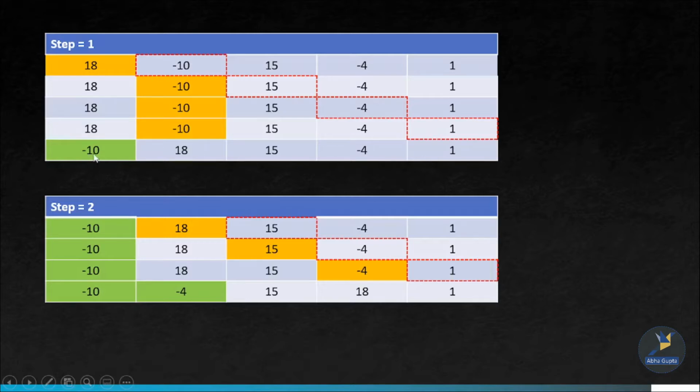So after the first iteration, we got -10 as sorted, and the rest of the elements are unsorted. In the next iteration, we start the comparison from the unsorted elements. -10 is already in position. We pick up 18. It is compared with the next element, 15. 15 is smaller. 15 is compared with -4.